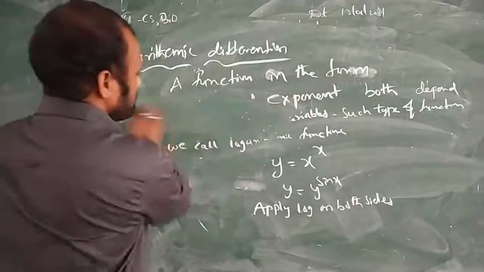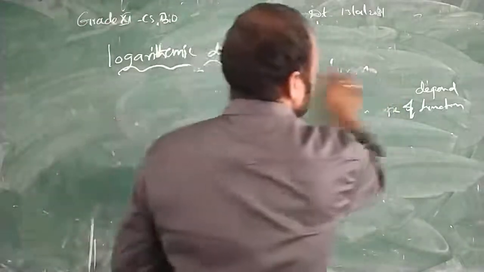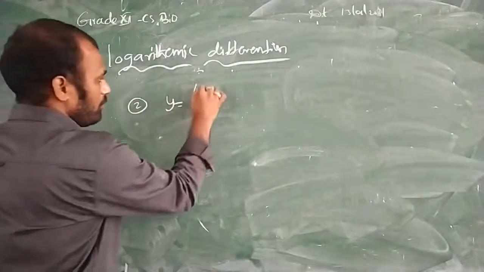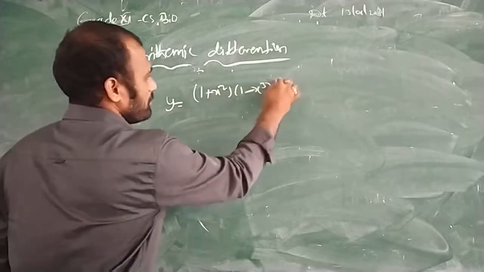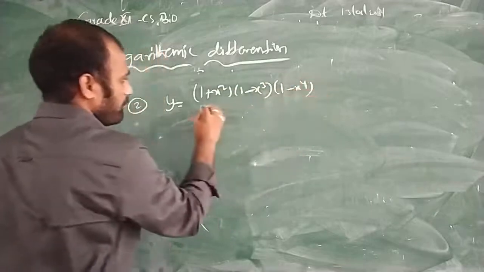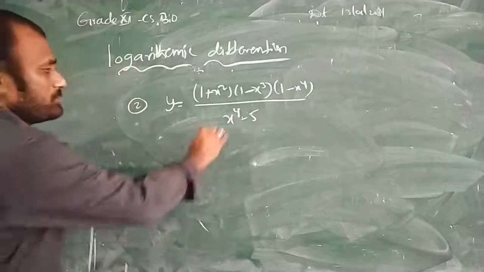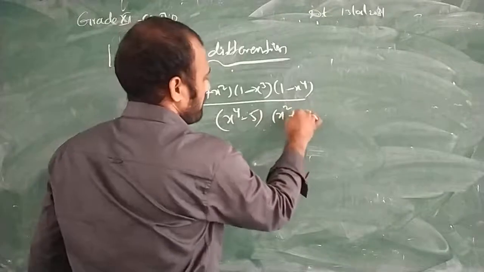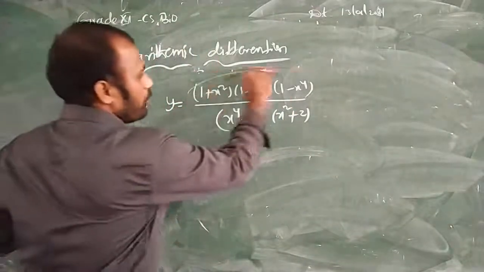A few more examples. This logarithmic method we can use in this case also. Let us suppose a function is given like this: y is equal to 1 plus x square into 1 minus x cube into 1 minus x power 4 divided by x power 4 minus 5, or another function with x square plus 4. In order to solve this function, it is better to go with logarithmic differentiation.